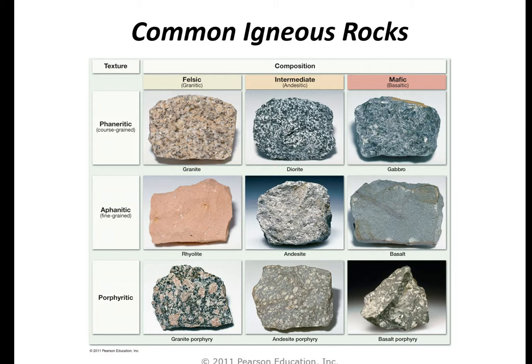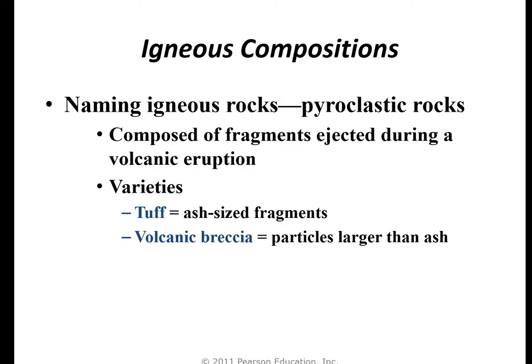This is also in your book. These are common igneous rocks. Again, you can see the different types and the different cooling rates you have. Naming igneous rocks: pyroclastic rocks are composed of fragments ejected during a volcanic eruption. There are varieties of them. One is called tuff, which is ash-sized fragments. Volcanic breccia has particles larger than ash.